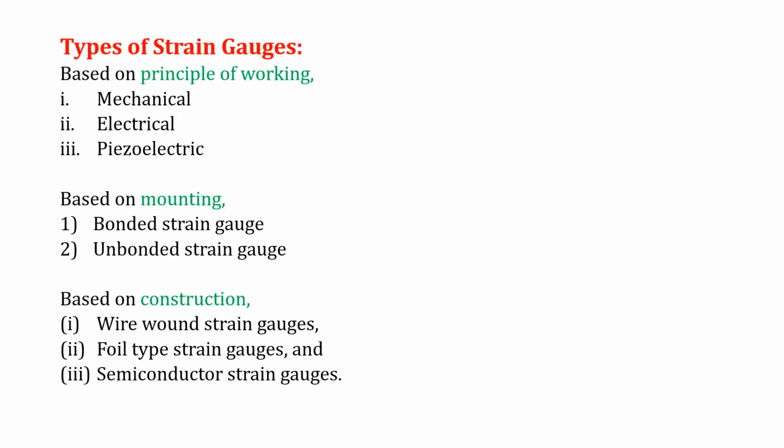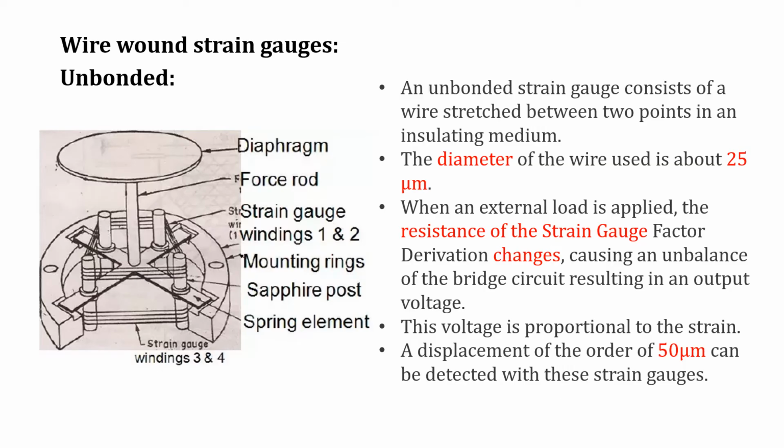Then move on to the types of strain gauge. Based on the principle of working, we can classify strain gauges as mechanical, electrical and piezoelectric. Based on mounting, we can classify the strain gauge into two types: bonded strain gauge and unbonded strain gauge. Based on construction, we can classify strain gauges as wire wound strain gauge, foil type strain gauge and semiconductor strain gauge. Now we'll see about the wire wound strain gauge, which has two types: bonded and unbonded.